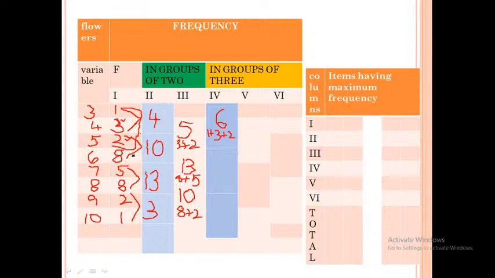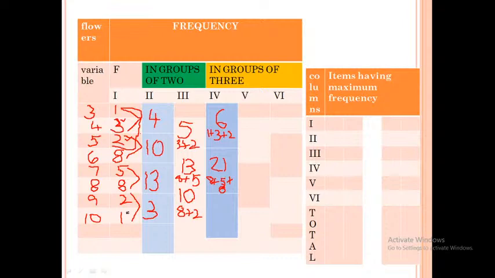Now, next group of 3 is 8 plus 5 plus 8. 8 plus 5 plus 8 comes to 21. And here there are only two values, 2 and 1.